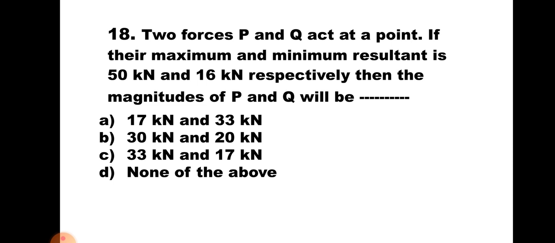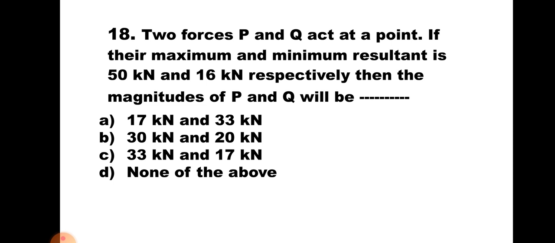Now this is not a simple question. Please try to understand it. P and Q, two forces, are acting at a point. Their maximum and minimum resultant is given. Now in the previous questions we saw that when the value of theta is equal to 0, the resultant is maximum, that is P plus Q. When the value of theta is 180, the resultant is minimum, that is P minus Q.